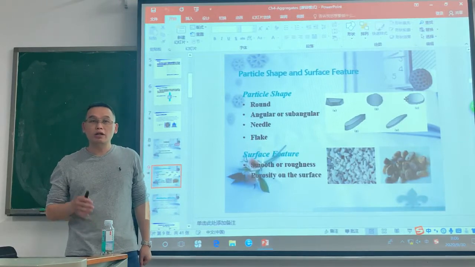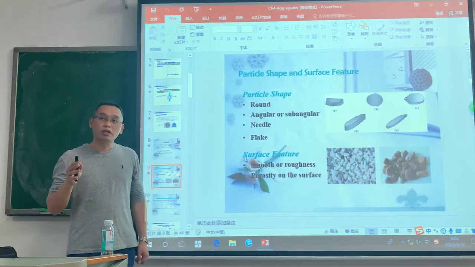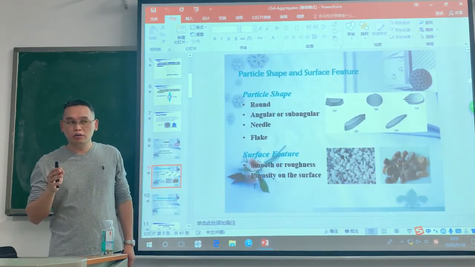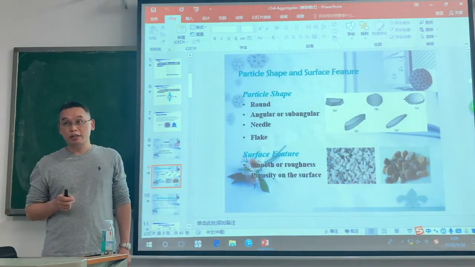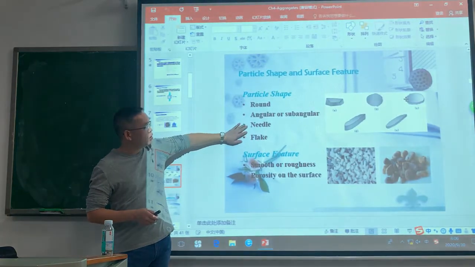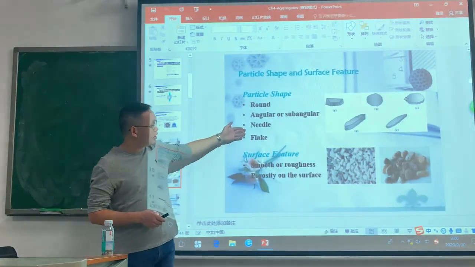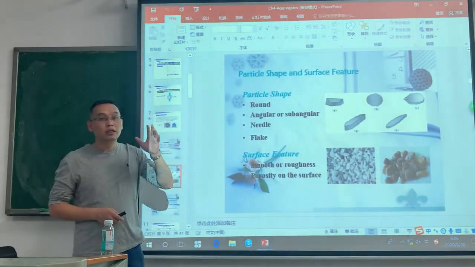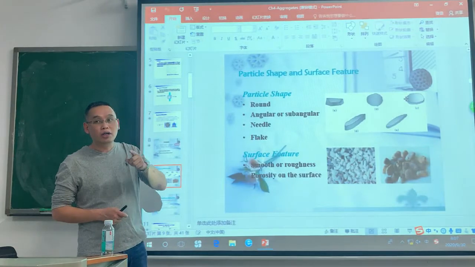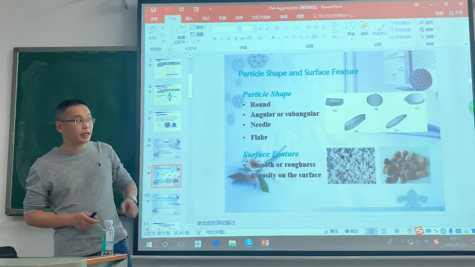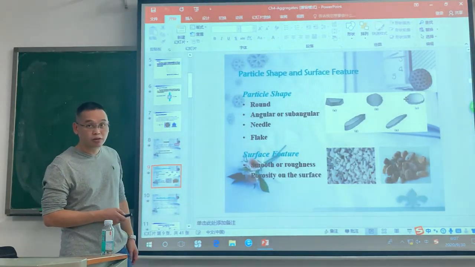Harmful for the concrete. So if we want to evaluate the quality of the aggregate, we can use the percentage or the content of the needle and flake shape. If the content of the needle and the flake is big, it means the quality of the aggregate is poor. And then for the surface feature, we can get smooth or rough.